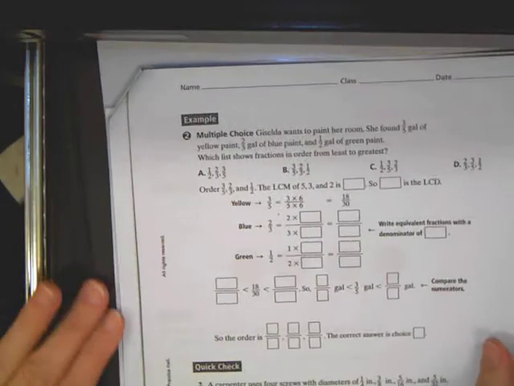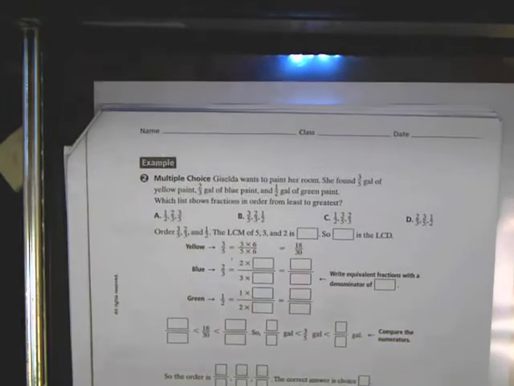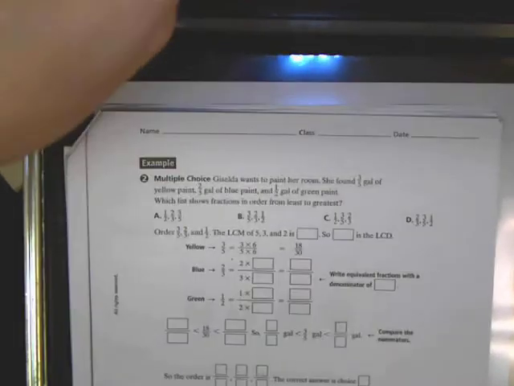You'll need to turn your page. And this is a multiple choice question. Oops. Okay, I'm getting a lot of darkness here. I'm going to see if I can make this a little bit lighter, but I'm not sure that I'm going to be successful.